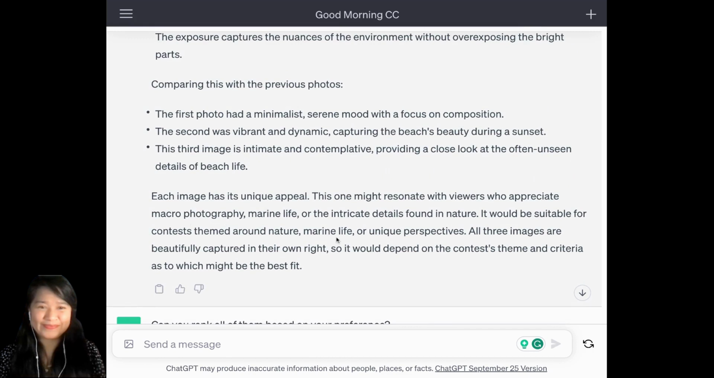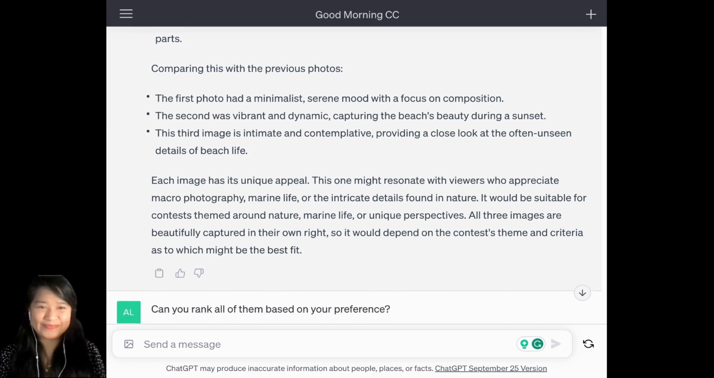So it's going back to this image of the jellyfish that might resonate with people who do macro photography, marine life, or intricate details found in nature. It would be suitable for contest themes around nature, marine life, or unique perspective. All three images are beautifully captured in their own right, so it would depend on the contest themes and criteria as to which might be the best fit.